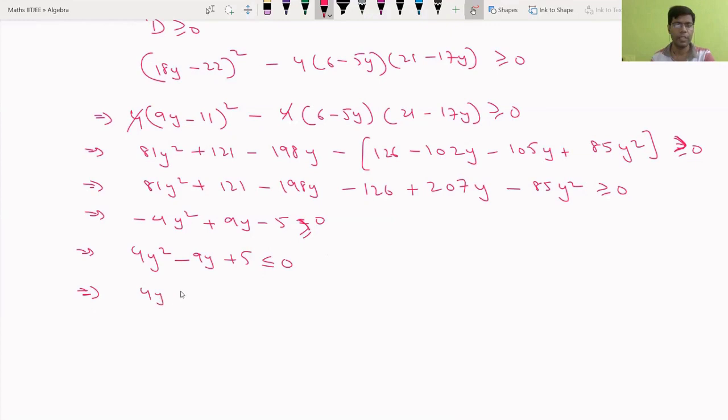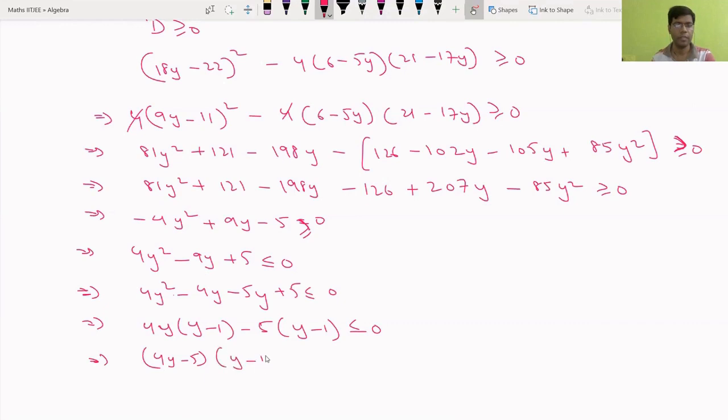So this will be 4y² − 4y − 5y + 5 ≤ 0. If we simplify, this will be 4y(y − 1) − 5(y − 1) ≤ 0, which is (4y − 5)(y − 1) ≤ 0.